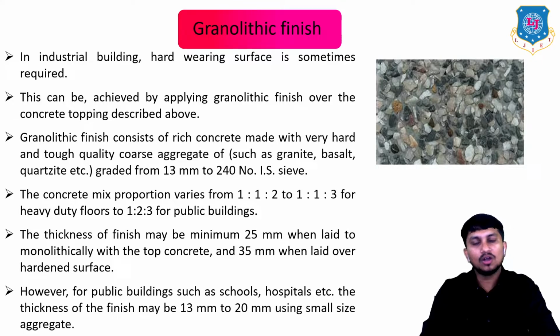Okay, the concrete mix proportion varies from 1:1:2 to 1:1:3 for heavy duty floors to 1:2:3 for public buildings. Okay, the thickness of finish may be minimum 25 mm when laid monolithically with the top concrete and 35 mm when laid over the hardened surface. However, for public buildings such as schools, hospitals, etc., the thickness of finish may be 13 mm to 20 mm using small size aggregates.